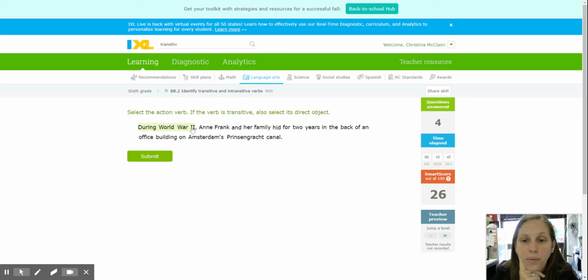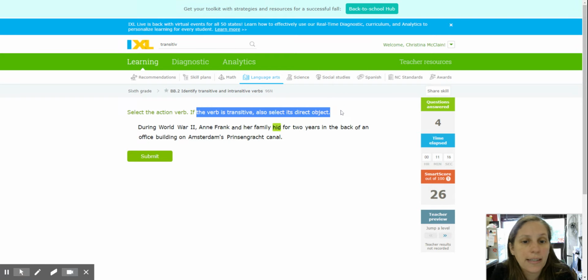Okay, so during World War II, that's a prepositional phrase, Anne Frank and her family hid for 2 years in the back of an office building on Amsterdam's Prinsengracht Canal. Okay, so who hid for 2 years in the back of an office building? Anne Frank and her family, right? So this whole thing, during World War II, Anne Frank and her family, would be my complete subject. Okay. Hid is my verb. It's the action. What are they doing? They're hiding. Okay. Now we have to decide if it's transitive, you're supposed to select its direct object.